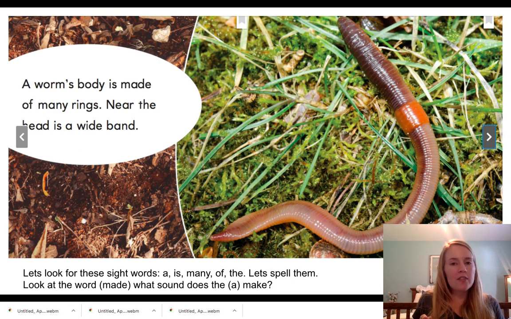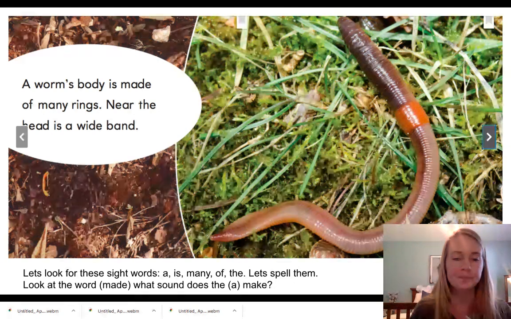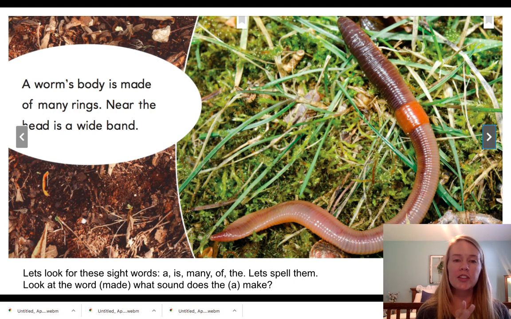Now, here's a tricky question. You got to get those shovels out, just like you're digging for worms, and we got to dig deep with our thinking for this question. So, I want you to look at the word made. It's right here, made. What sound does the letter A make in this word? Because A makes two sounds. Is it A saying its name, or is it A?